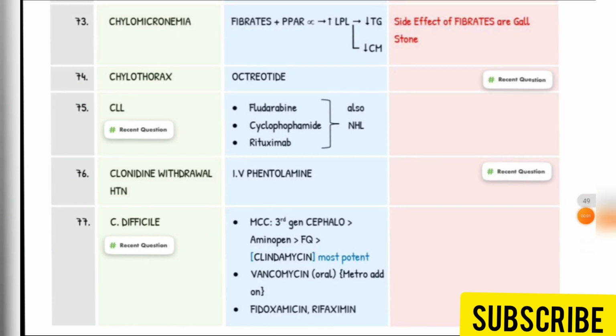Next is Clostridium difficile, most common cause: third generation cephalosporins, aminoglycosides, and fluoroquinolones. Clindamycin is the most potent cause. Treatment: vancomycin oral, metronidazole add-on, doxycycline, rifaximin.